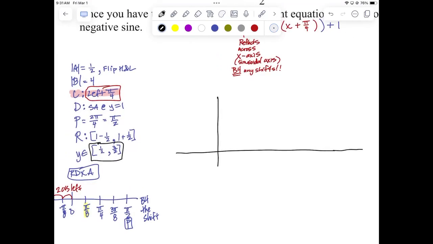All right, let's get the high and low points. Here's the low point of a half. Here's the middle line of 1. Here's the high point of 3 halves. So I'm just going to label it like that.